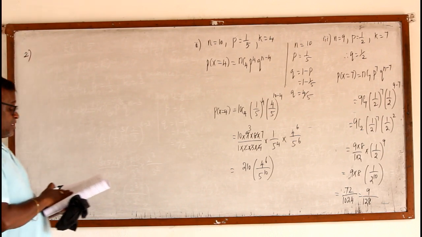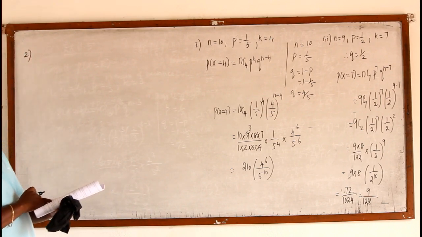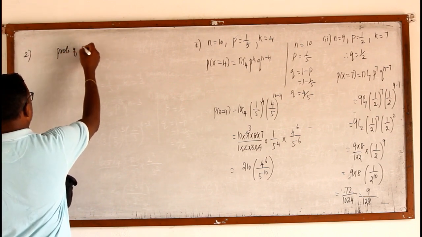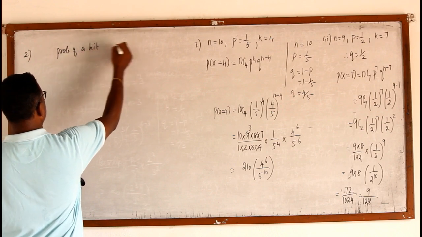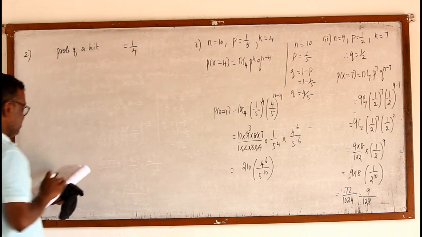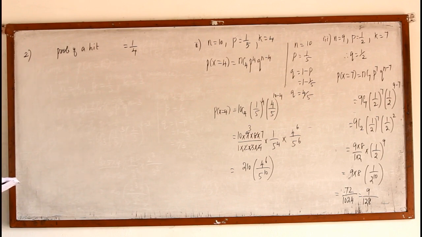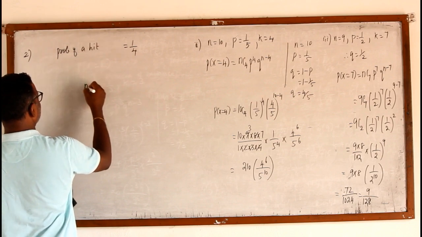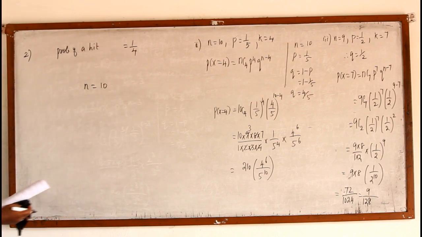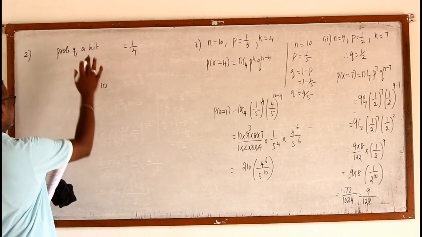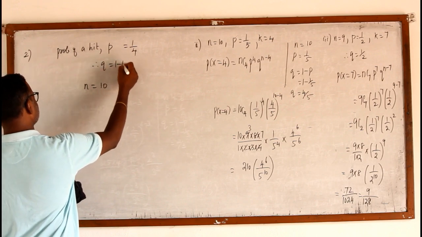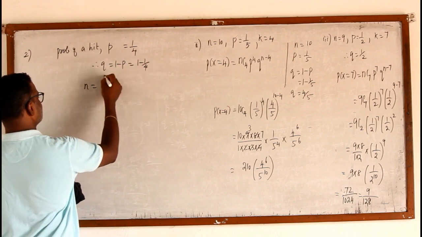The probability that a person hits a target at any trial is 1 by 4. Probability of a hit equal to 1 by 4. Suppose he tries at a target 10 times, n equal to 10. Then find the probability that he hits the target exactly 4 times. So if he hits, it's a success, isn't it? So p equal to 1 by 4. So q is 1 minus p, 1 minus 1 by 4.